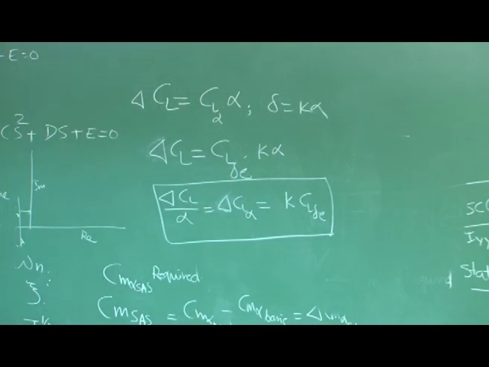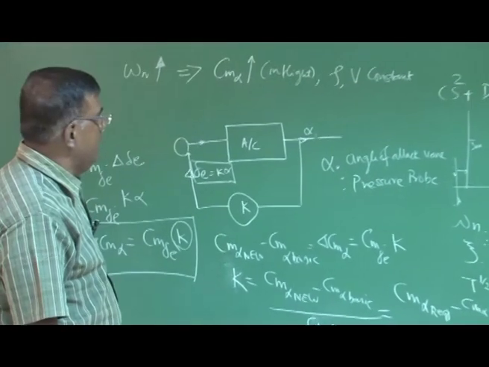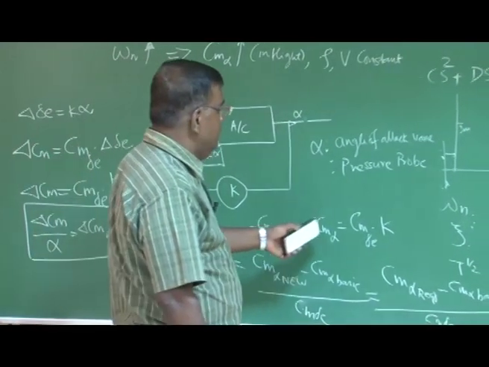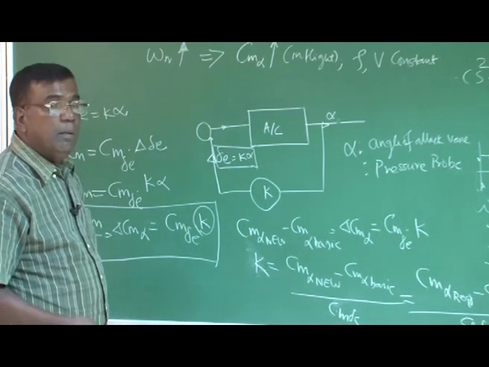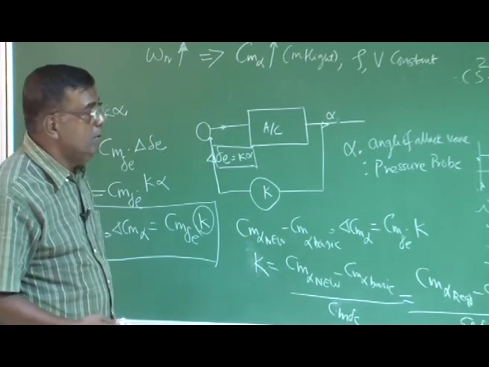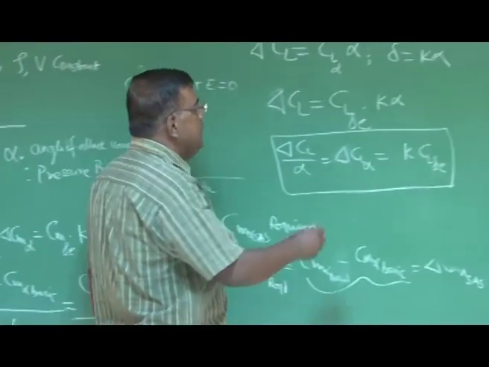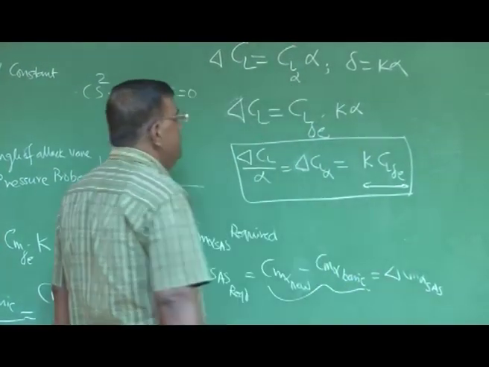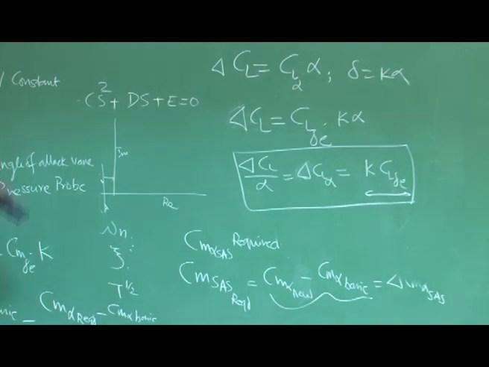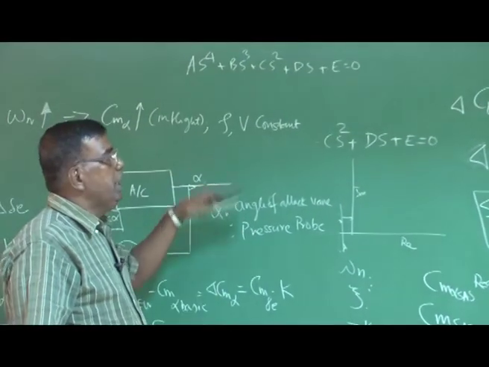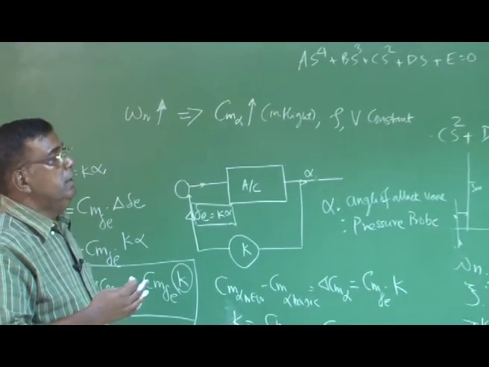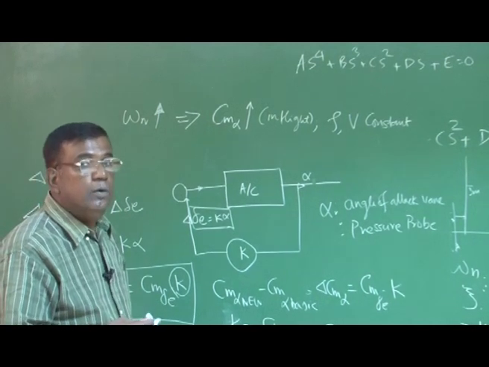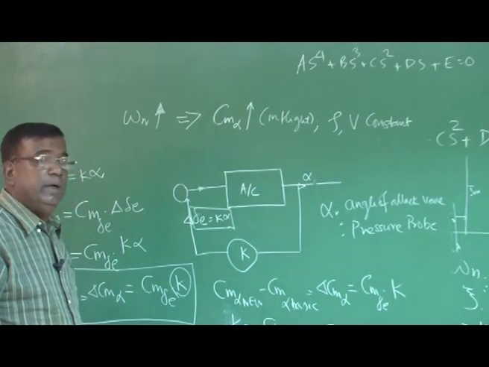So by giving a SAS deflection using delta E equal to K alpha, it is fine. You have been able to change CM alpha basic to CM alpha nu or CM alpha required, so that omega n is what you look for. But do not forget, it is also changing the value of CL alpha. So that input also will go here, and you check whether you are still getting the roots on the left hand side and at the desired location, so that you have the correct value of omega n.